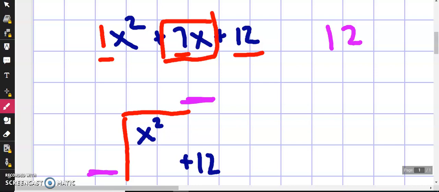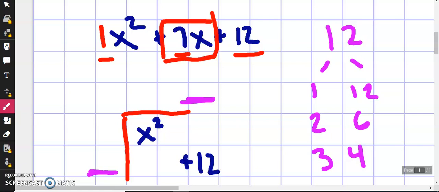So if I think of different things that can make 12, I have 1 and 12, 2 and 6, 3 and 4. If any of those can be added to make 7, then that's where I should start. So 1 and 12 doesn't help me. 2 and 6 doesn't help me. But 3 and 4 does.